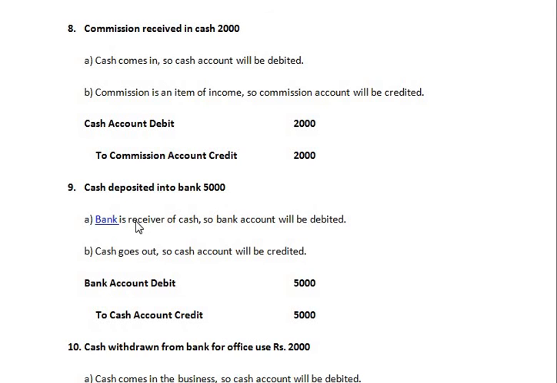Next one is cash deposited into bank account. Where is it depositing? Bank. Bank account debit to cash account. Cash is going out and in the bank it is getting deposited.